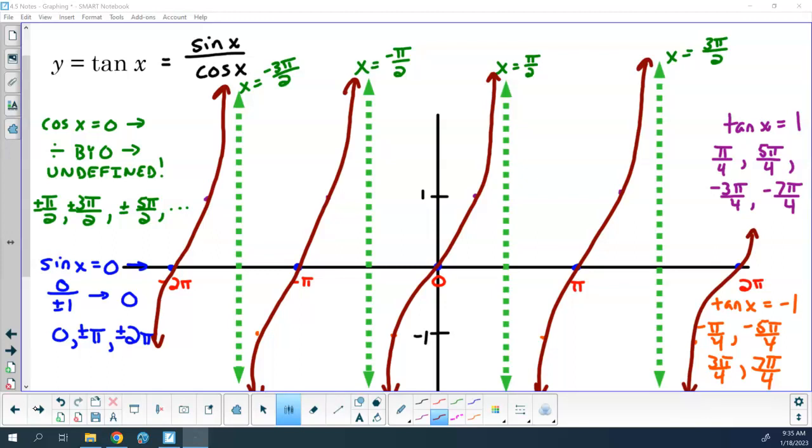So if we were to have you graph this, we would have you graph from negative 2 pi to positive 2 pi. We'd actually do 2 laps on this. Which is what we have right there. Okay? Any questions on tangent?